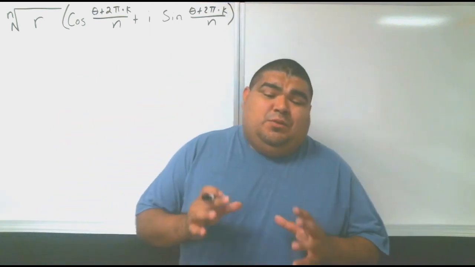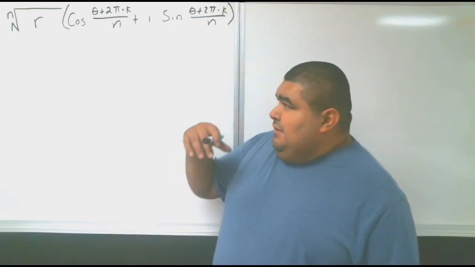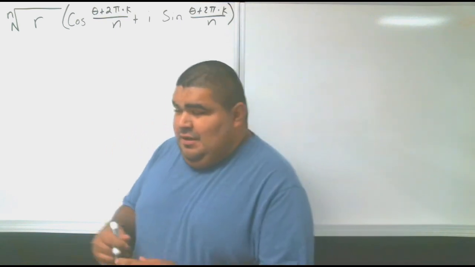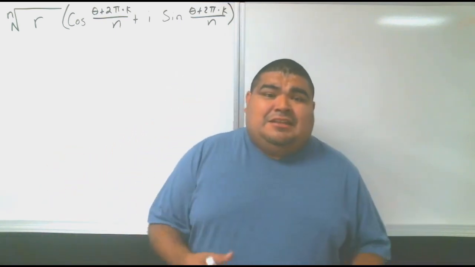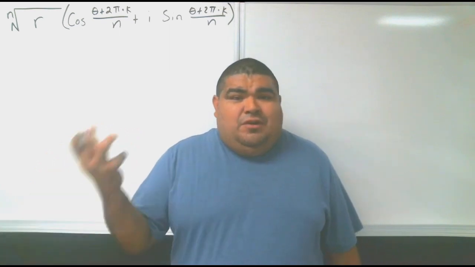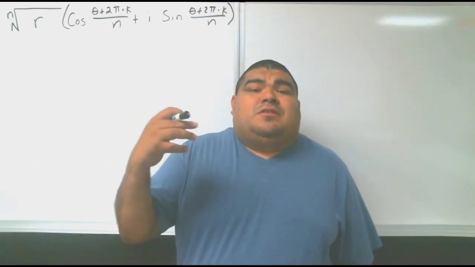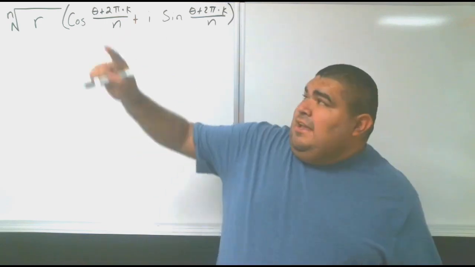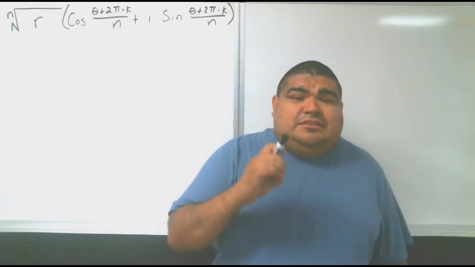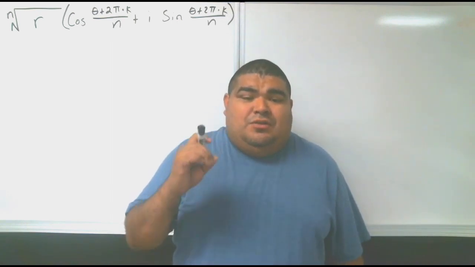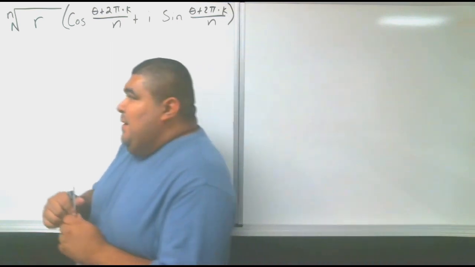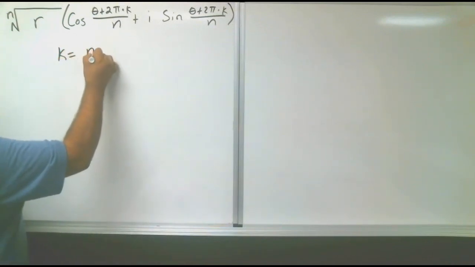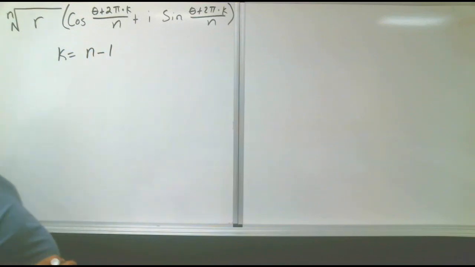Meaning, n is always whatever you're looking for. If it's asking you to look for the square, then n is 2. If it's looking for cube, then n is 3. If you're looking for pairs of 4, then n is 4. K, on the other hand, is whatever is left over of the equation n minus 1. So k equals n minus 1.